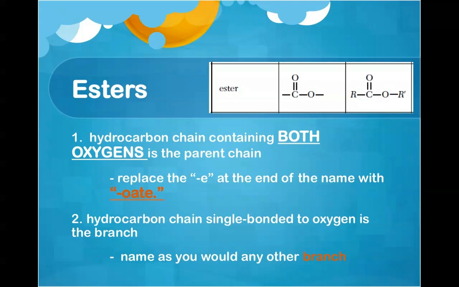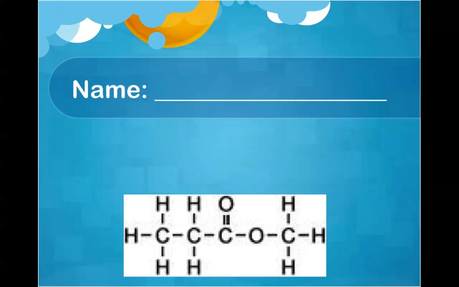Now, the first name that comes into our esters is the hydrocarbon chain that's only attached to the single bonded oxygen. We're just going to name this as we would any other branch, so we're going to use terms like methyl, ethyl, propyl, and so on.